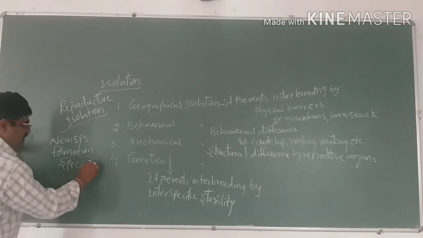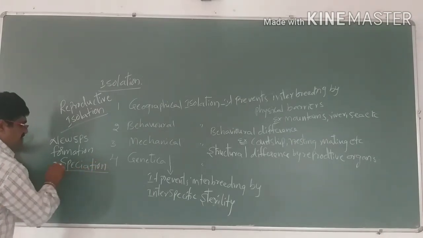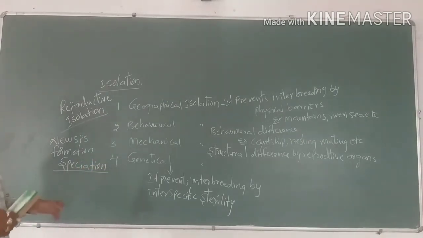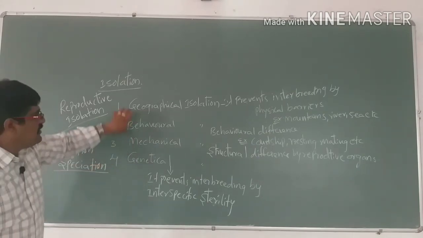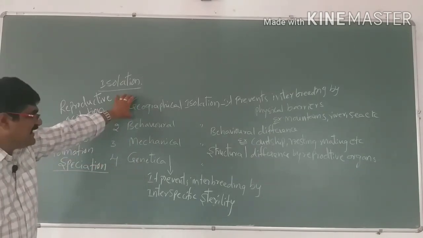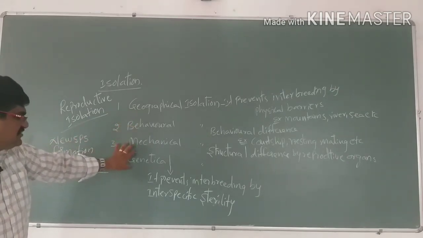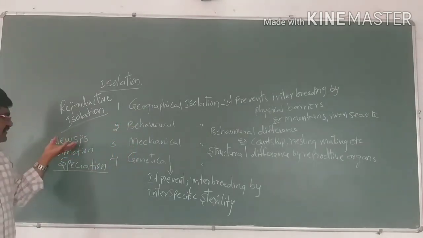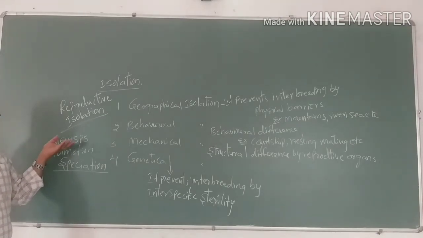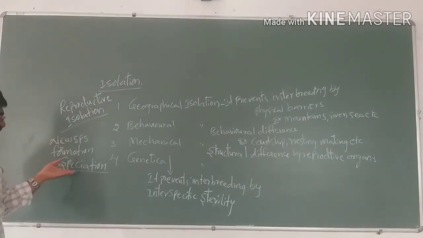Already we studied what speciation means: formation of a new species. Due to these 4 isolations, it is helpful for the formation of a new species. So this new species formation we can call the isolation.